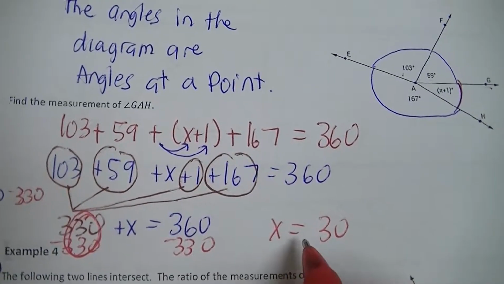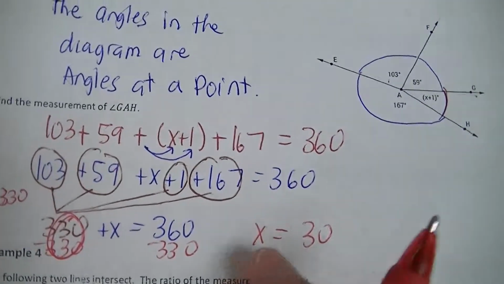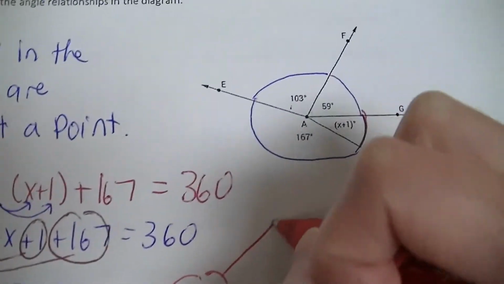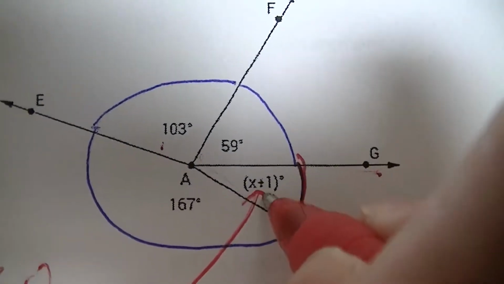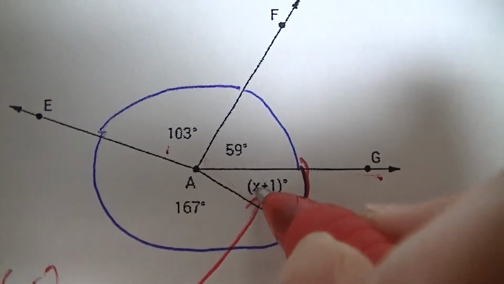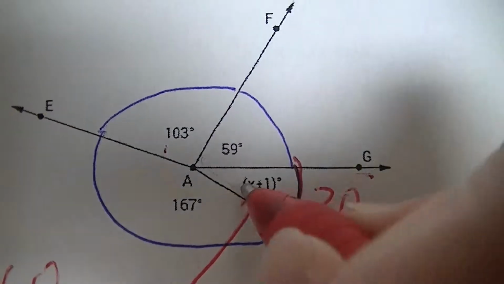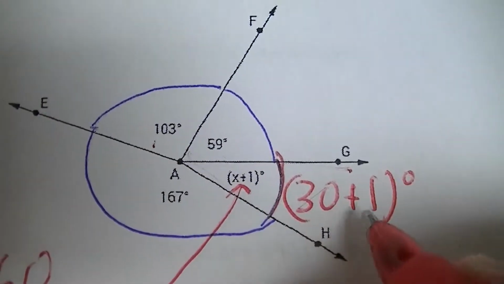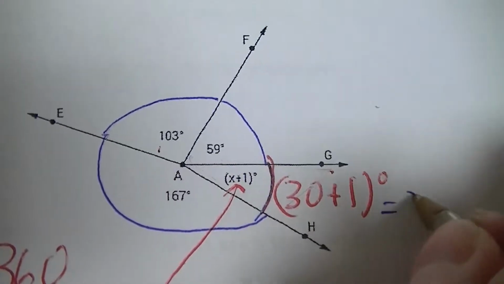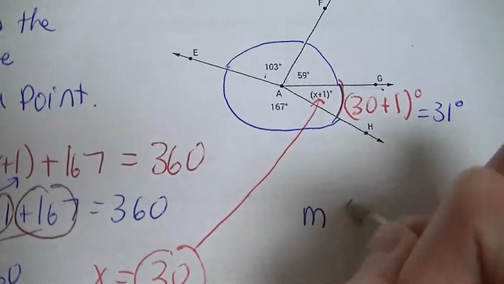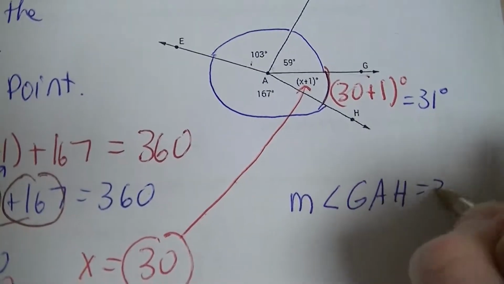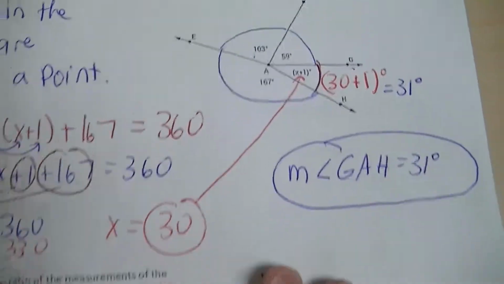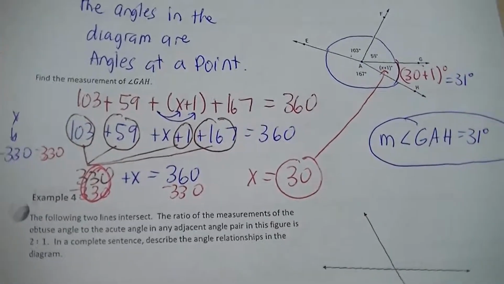Some people think they might be done, but unfortunately you're not done, because whenever you have the value of that variable, you need to always go back to the diagram right here. So you're going to take that and substitute it right there. Okay? So instead of x, I write the number 30, and then I add 1 to it to get the measurement of angle GAH. Well, 30 plus 1, that's 31. So the measurement of angle GAH is equal to 31 degrees, not just 30. Remember, you got to substitute it. And you're going to make it super obvious that you know the answer by circling it, okay?